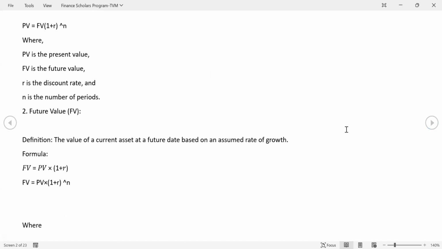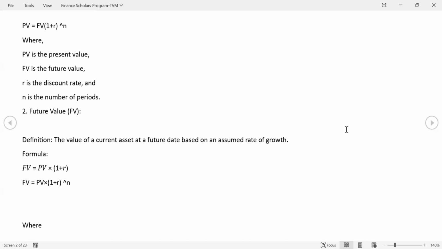And then the future value. So now looking at future value. Future value is the value of a current asset at a future date based on an assumed rate of growth. So we have an amount today, and we want to check how much it will be worth in 10 years' time if we were to invest it at maybe 5%. That's basically what future value is. We want to know how much your money potentially will be worth in 10 years if you put it in a venture that has a rate of return.